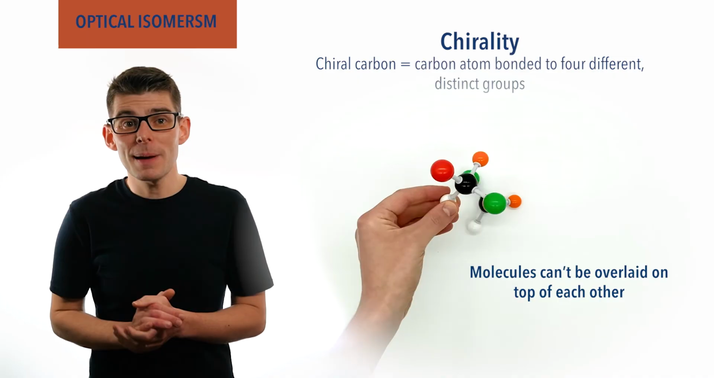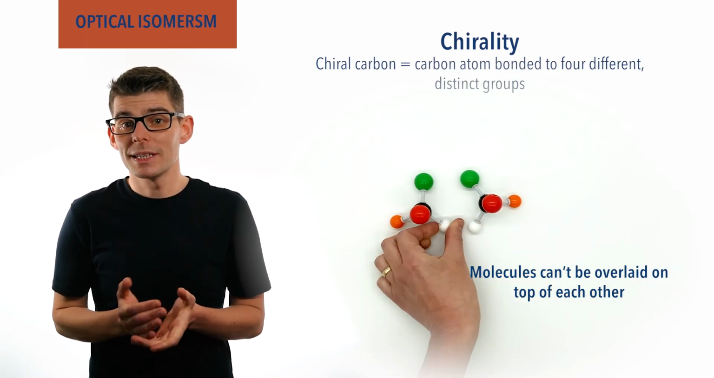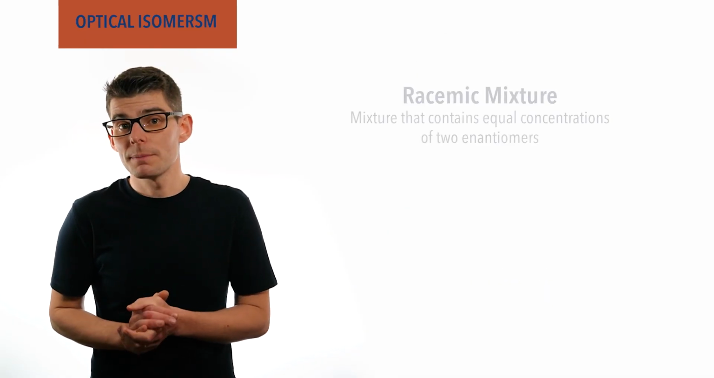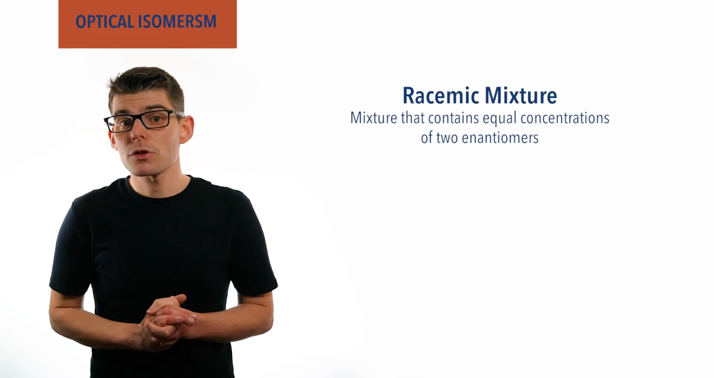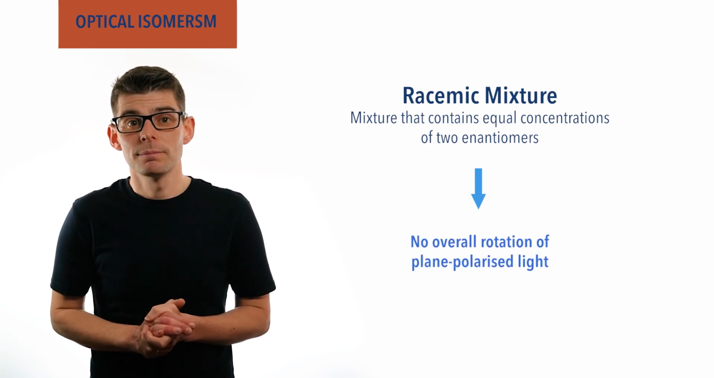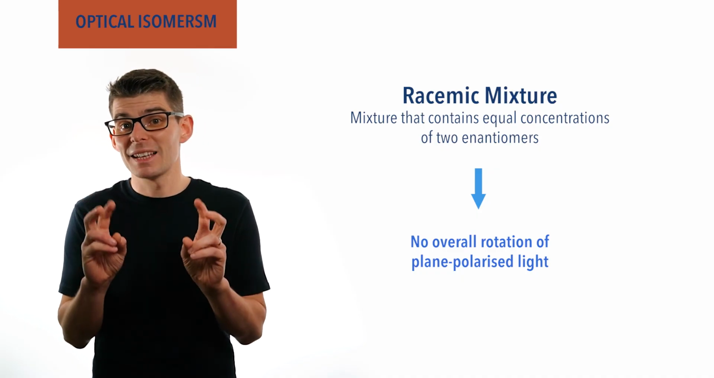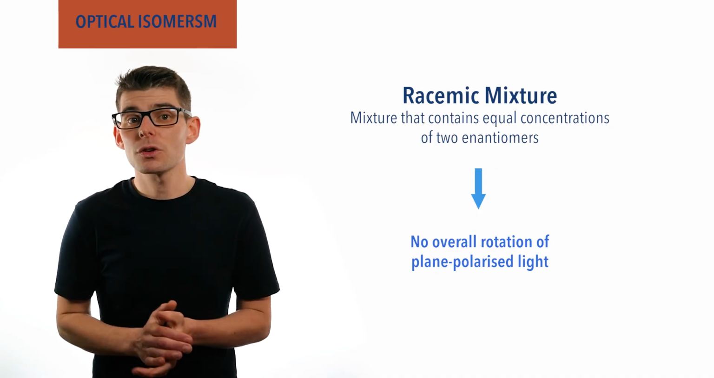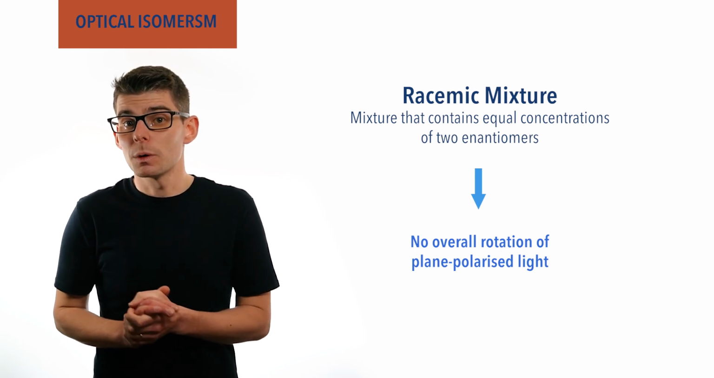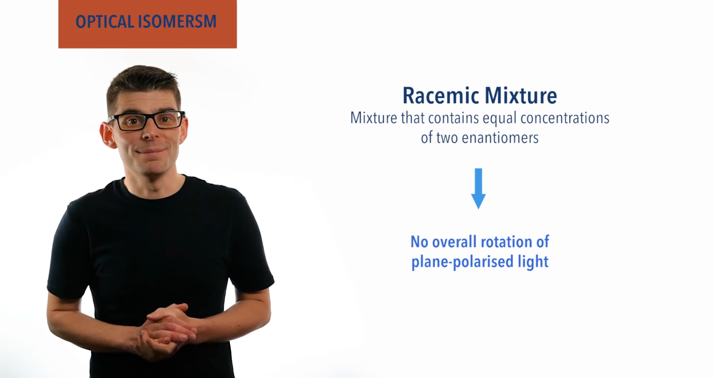A mixture that contains 2 enantiomers in equal quantities or concentrations is called a racemic mixture. Racemic mixtures give no overall rotation of plane polarized light. This is because the rotation caused by one isomer is cancelled out by the rotation of the other. And if both isomers are present in equal amounts, the overall rotation of each should be the same.